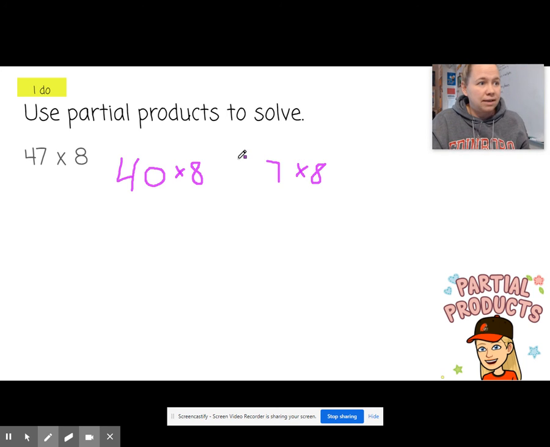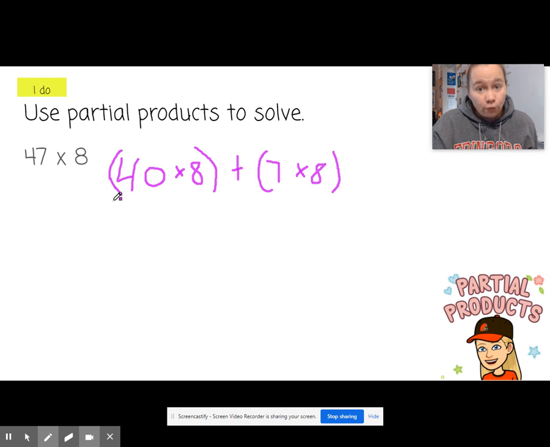And then remember, at the end, I'm going to put them back together, which means I'm going to add them back together. So I'm going to put that plus sign in the middle. And I like to use my handy-dandy parentheses to group them. Okay, so 40 times 8. Well, 4 times 8 is 32. And I'm going to put that 0 there as my placeholder because I didn't multiply 4 times 8. I multiplied 40 times 8.